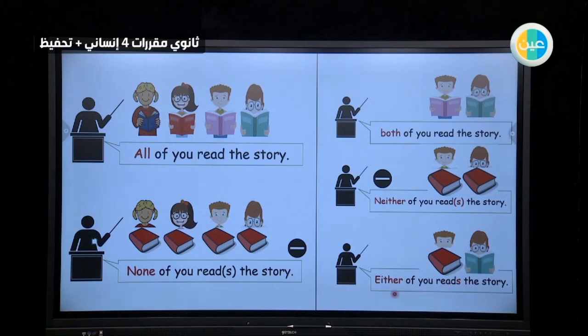Okay? Have you got it? So we are talking here about all: more than two. And we have none: more than two people, things, or ideas. And we have both, about two, neither, and either. We are talking about two people, two things, and two ideas. None and neither don't have a negative not, but they give us a negative meaning.